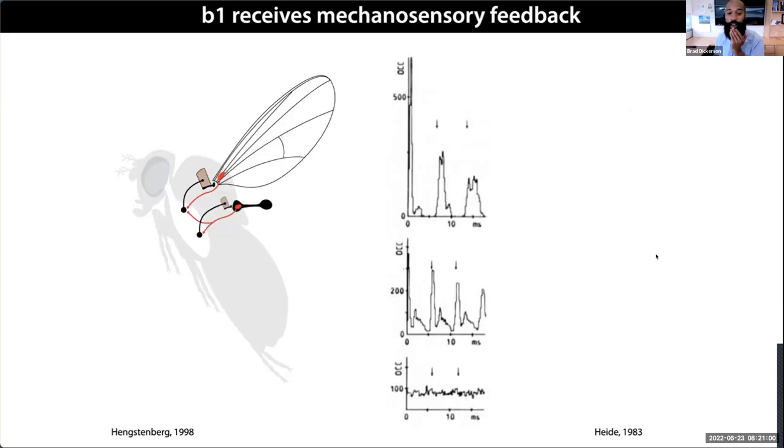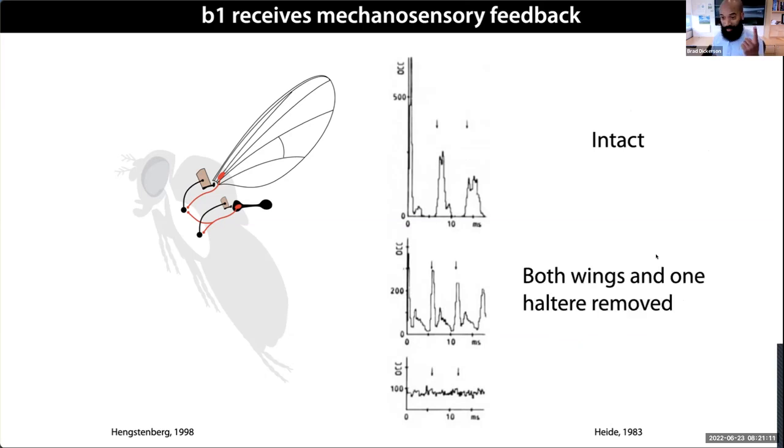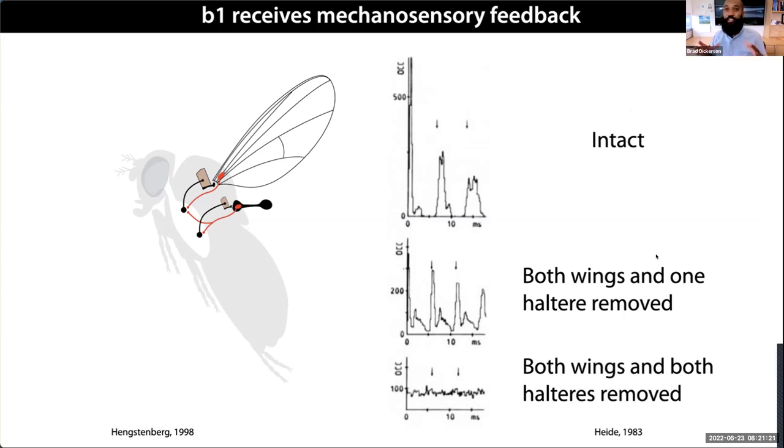What we know from some work back in the 80s is that if you have an intact fly, you can record from this muscle and it's firing each wing stroke at a precise time. You can actually remove both of the wings and one haltere and still maintain this phase preference. But if you remove both the wings and both halteres, then even if you can get the fly to do something that approximates flying with its power muscles, this muscle does not fire at a preferred phase. And so the idea here is that for this muscle to have its preferred phase, it relies on mechanosensory feedback, right? So we're seeing already that in flies you have a CPG and you have reflex loops that are controlling different aspects of flight control.